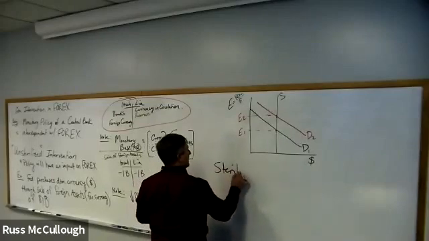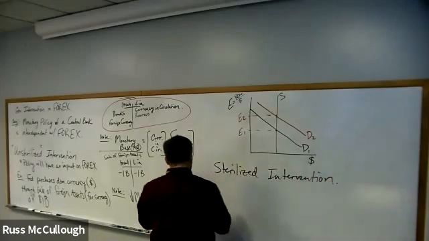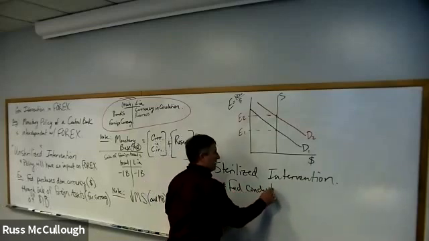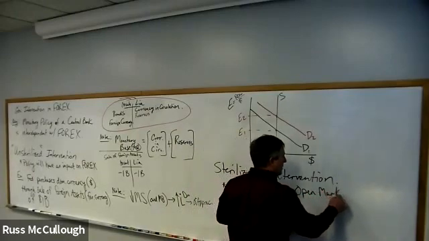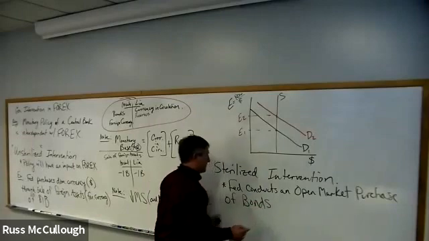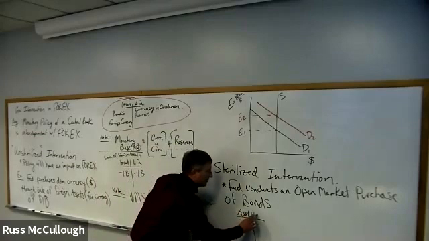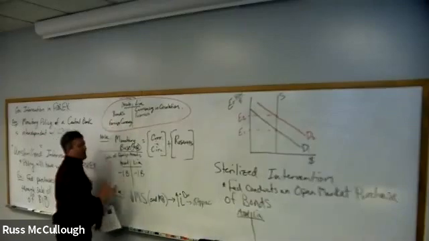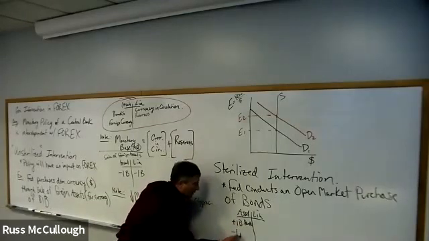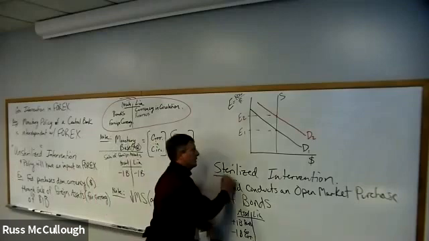All right, so sterilized intervention, number 2, is simply that the Fed conducts an open market purchase of bonds. So then if we go back to our little T account with assets and liabilities, we've only changed the asset side of the equation. So we went up plus 1 billion in the bonds and down 1 billion in foreign currency. That's effectively, at the end of the day, what we've done with a sterilized intervention.